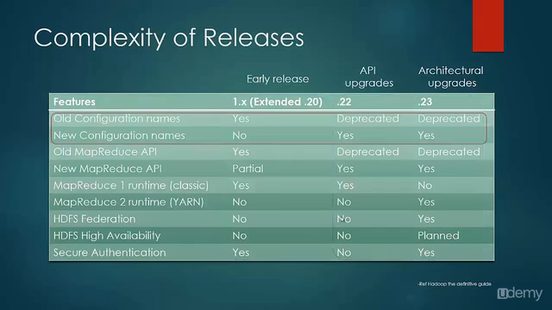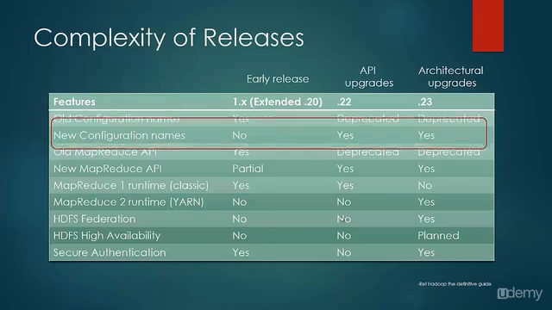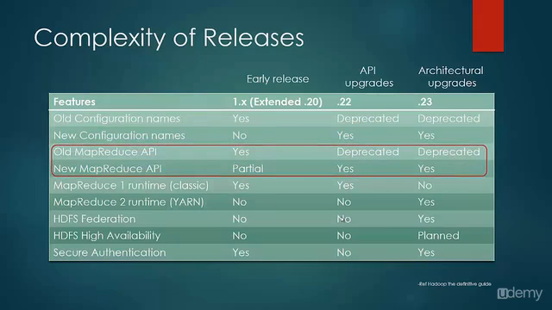1.x uses the old configuration names, while 0.22 upgraded to new configuration names, and so 0.23. The old configuration names are supported but are deprecated in 0.22 and 0.23. Exactly the same is the case with the APIs. 1.x uses the old APIs, while 0.22 uses new APIs, and so does 0.23. 0.22 and 0.23 support the old APIs to maintain backward compatibility.